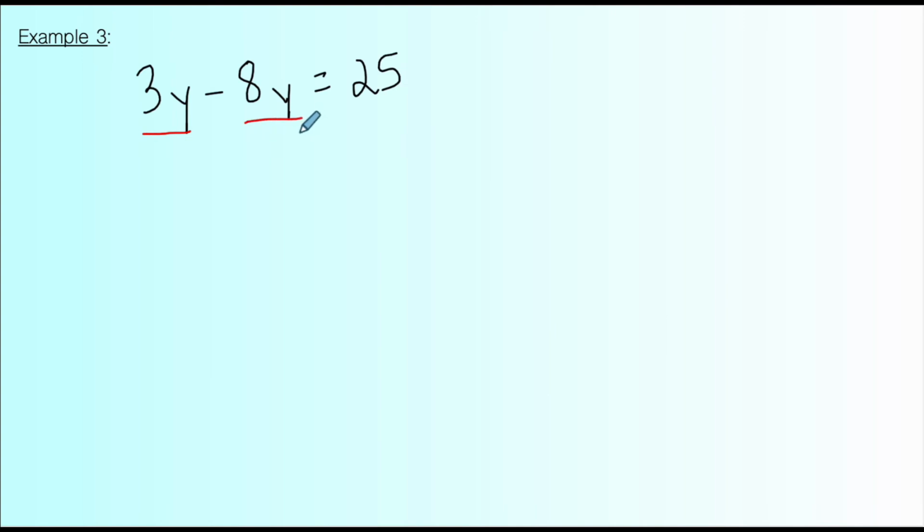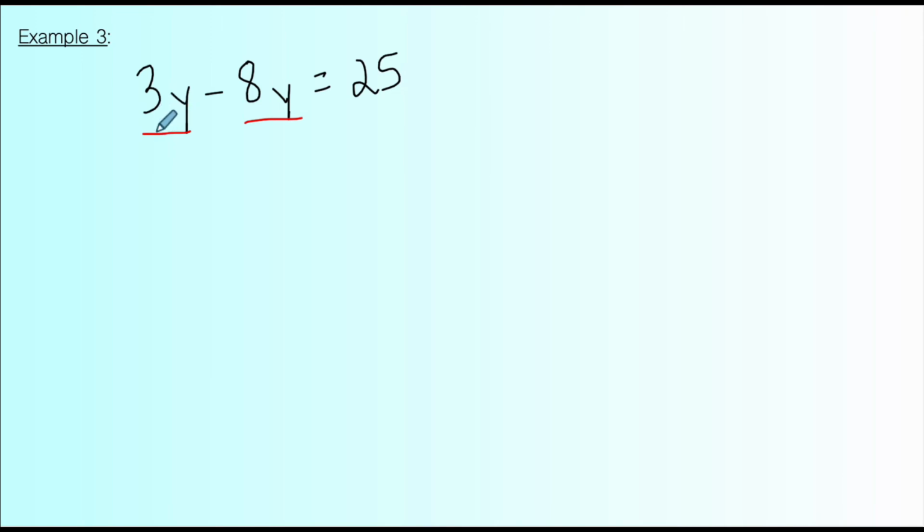This and this, the things I underlined, these parts of the equation, these are like terms. They are parts of an equation that have the same exact variable raised to the same exact exponent. They both have a y. I like to think of it as they have the same last name. They're both y's. They're in the y family. And that's important because if you have like terms, you can combine them. You can put them together.